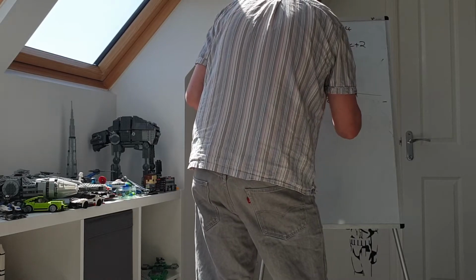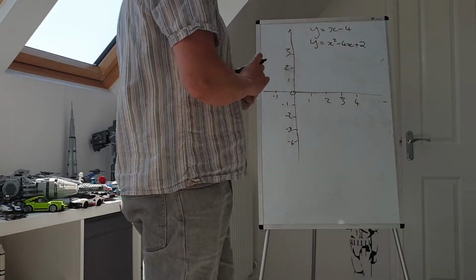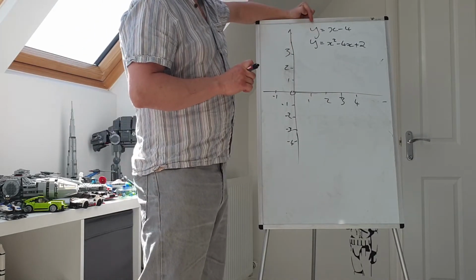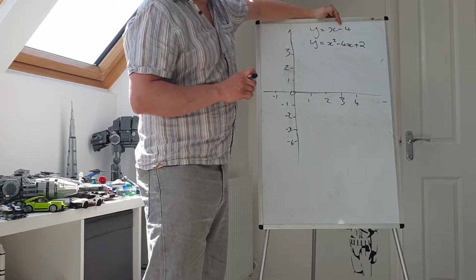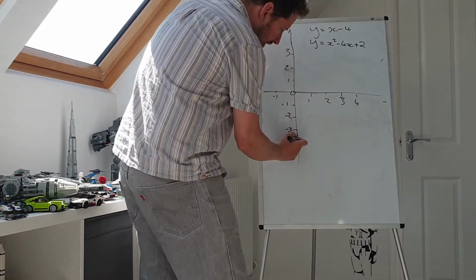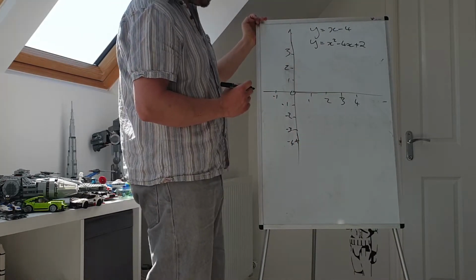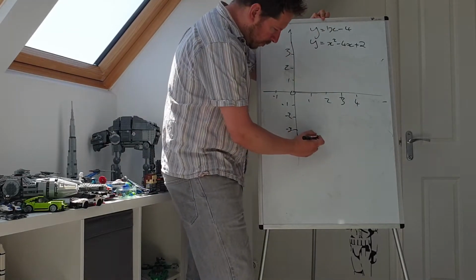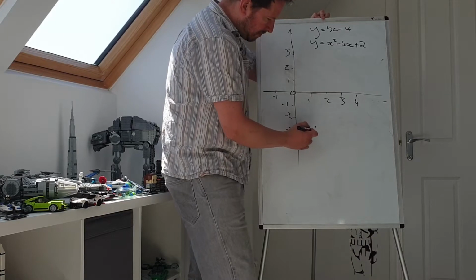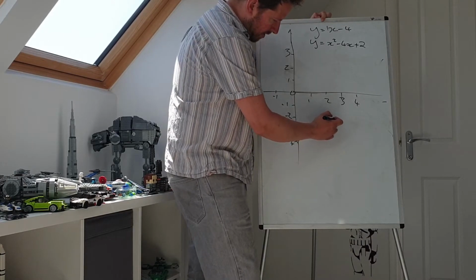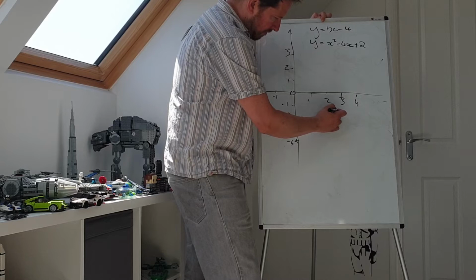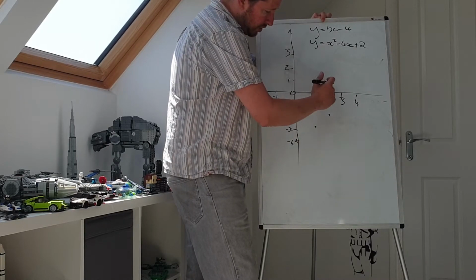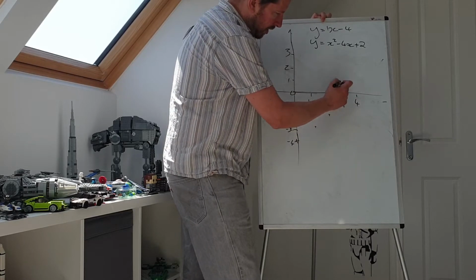So 1, 2, 3 and 4. Okay, so if I sketch this one out first, the fact that it's minus 4 there means that's where it's going to go through my y-axis. And the fact that it's 1x means every time I go across by 1, I'm going to go up by 1. So minus 3, 1. Minus 2, 2. Minus, so 2 minus, sorry, 1 minus 3, 2 minus 2, 3 minus 1, 4, 0.